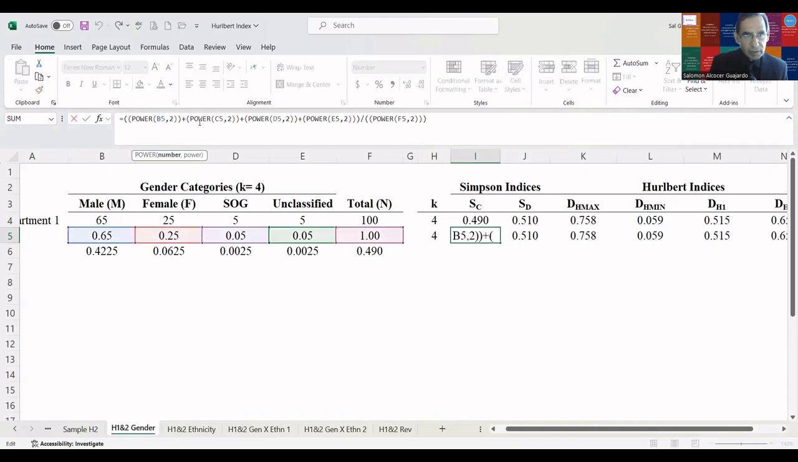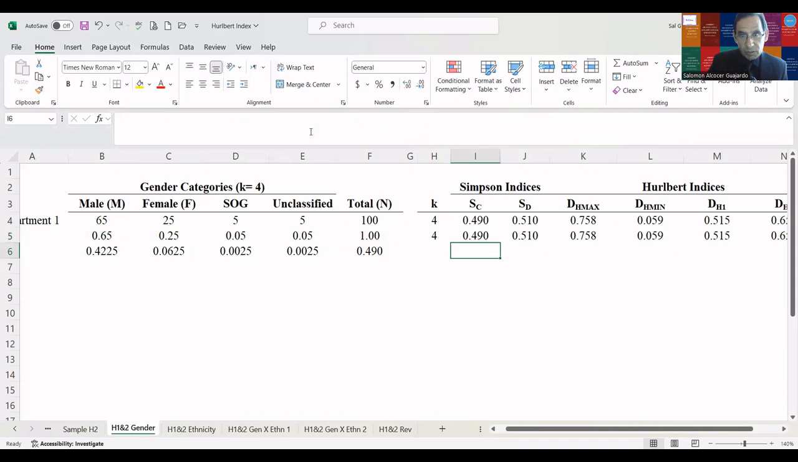And again, that's for the 65. I replicate that power formula for the number of women. So it's going to be C5: power, parentheses, C5, comma 2, parentheses. And I do that for each subsequent group. Again, that's going to be 0.490.